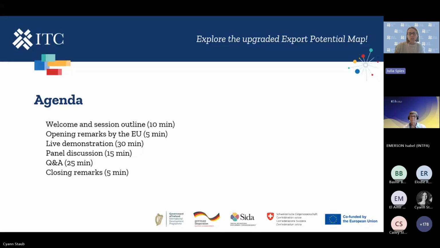And this is exactly the purpose of the Export Potential Map and the other market intelligence tools: to provide such information. And we are very glad that we have with the European Union a long-term partner in this endeavor. The Export Potential Map was originally launched in 2017, and very shortly after, the EU came on board and started supporting us, and since then has also remained on board, which is very important.